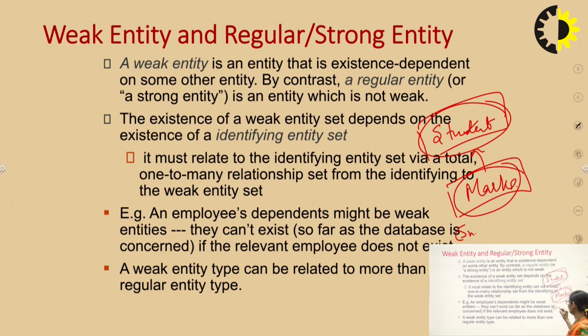For example, in a company database, we have the employee, and another important entity, for instance, we are also keeping track of dependents or the family members of the employee. So in this case, employee becomes a strong entity set. Here, dependent becomes a weak entity set. For its existence, we do need this particular entity set. A weak entity type can be related to more than one regular entity type.